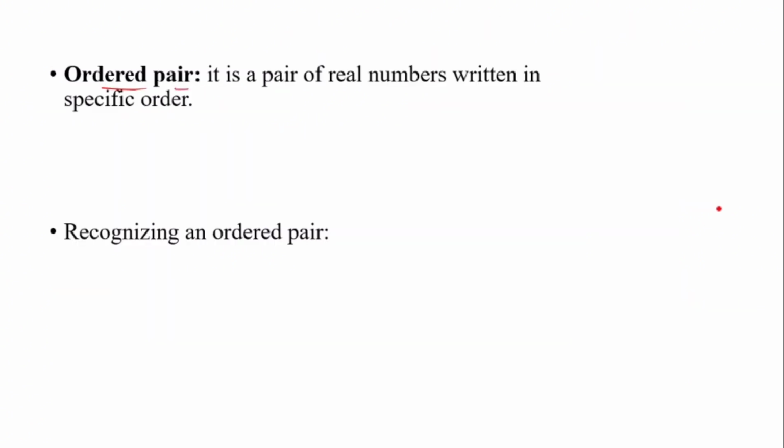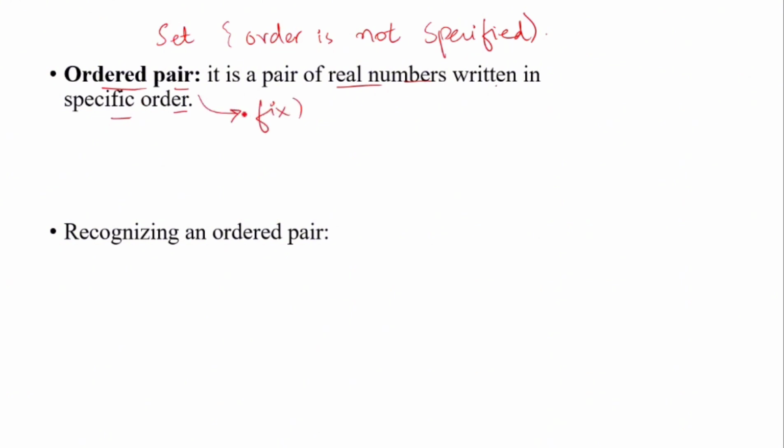Now what is an ordered pair? An ordered pair is a pair of real numbers written in a specific order. Do you remember sets? In a set the order is not specified. But if we talk about the ordered pair, in ordered pairs, the order is fixed. They have a specific order.